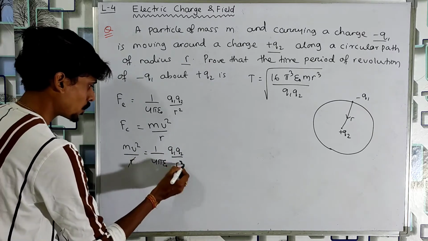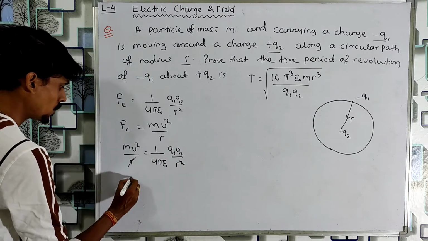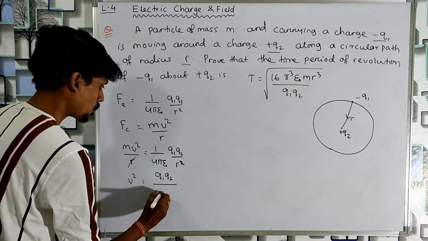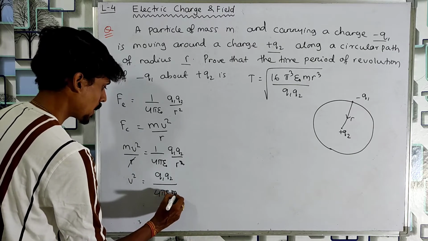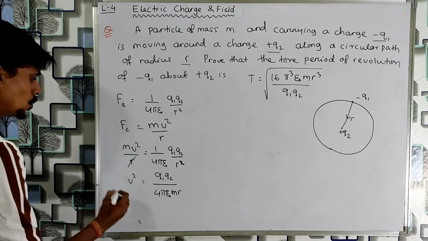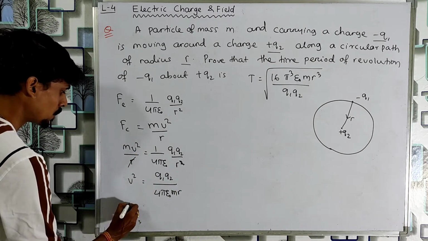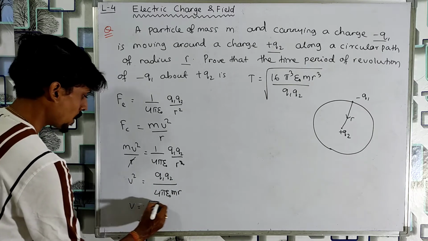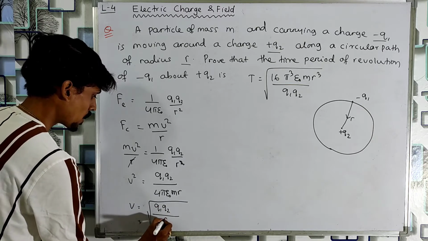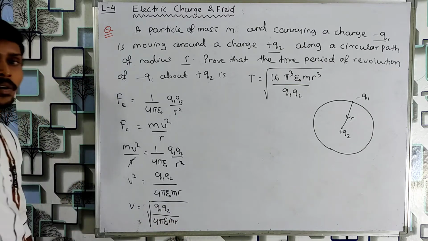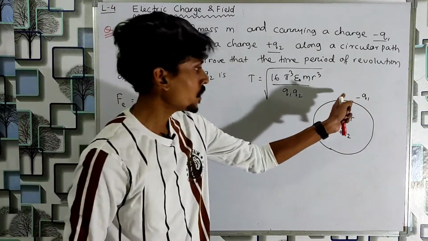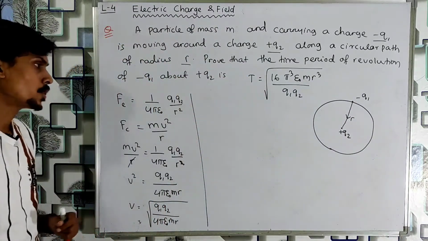So here r and r will cancel. So v square will be q1 into q2 divided by 4 pi epsilon naught m r. This m will be divided here. Is that clear? So if v square is this much, then v will be the square root of q1 q2 divided by 4 pi epsilon naught m r. Okay, so this is the speed with which the charge minus q1 is revolving around the charge plus q2.